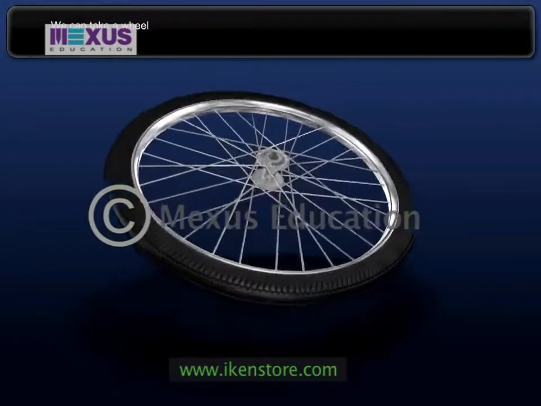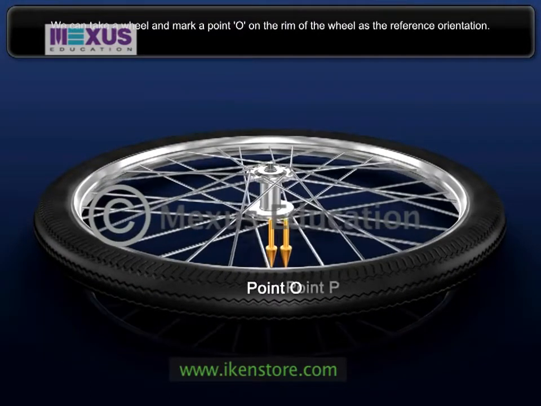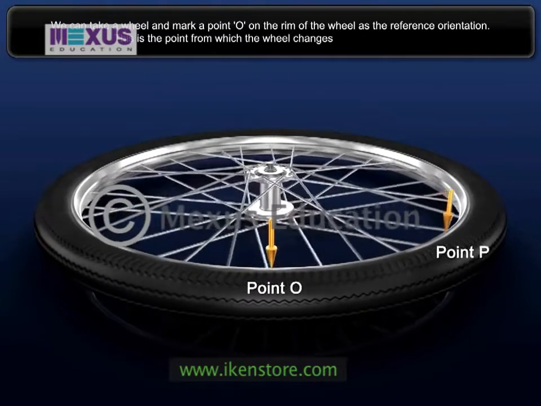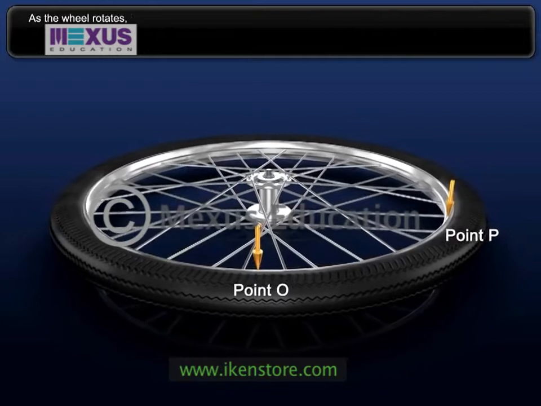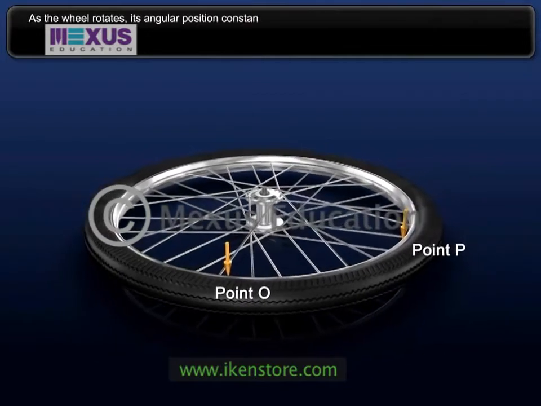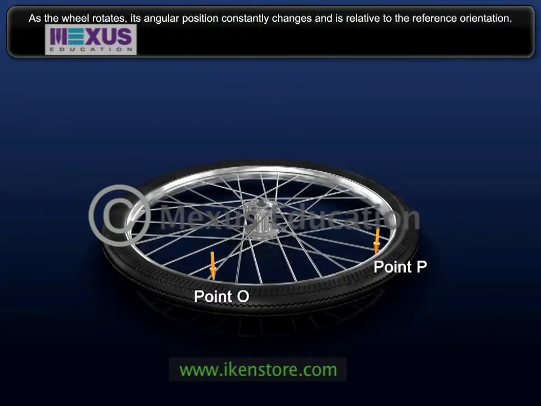We can take a wheel and mark a point O on the rim of the wheel as the reference orientation. This is the point from which the wheel changes its angular position. As the wheel rotates, its angular position constantly changes and is relative to the reference orientation.